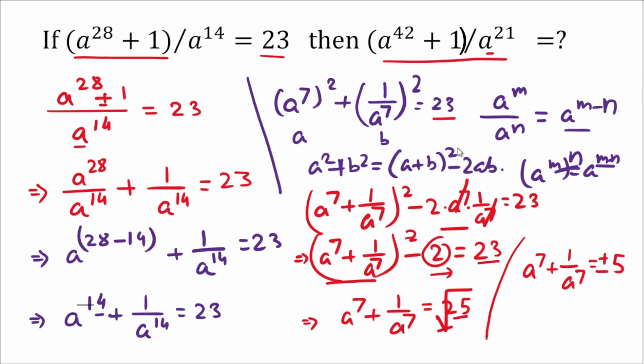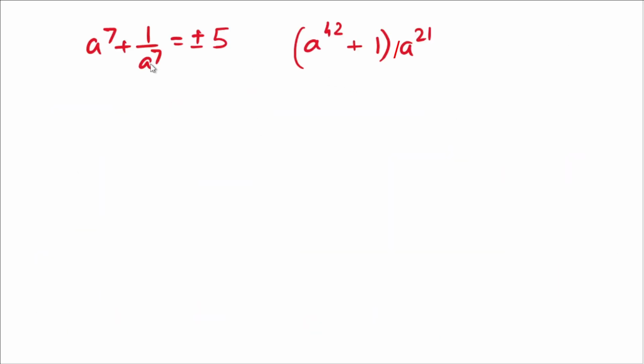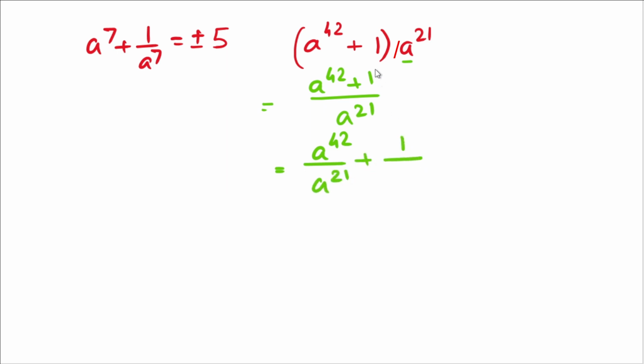So we'll write this term on the next page, so here we have copied down the last page's information. Now we'll divide this term by 21. So we'll write a raised to the power of 42 plus 1, divided by a raised to the power 21. Now we'll divide it individually. So it will be a raised to the power of 42 divided by a raised to the power 21, plus 1, divided by a raised to the power 21.